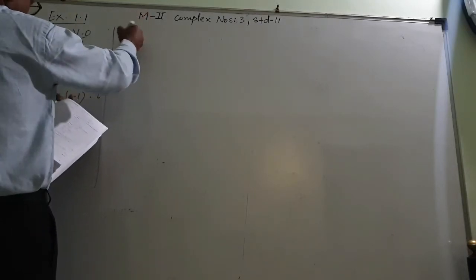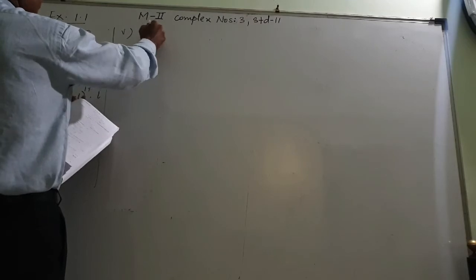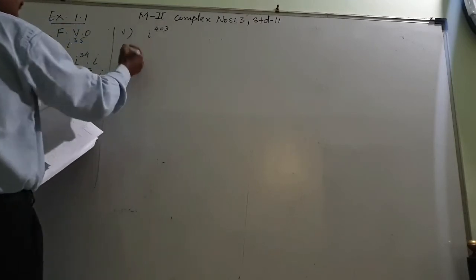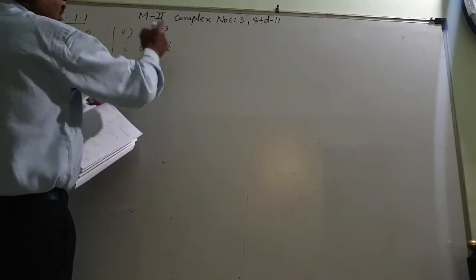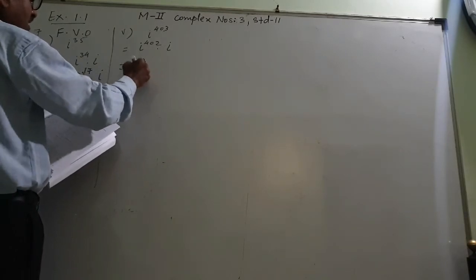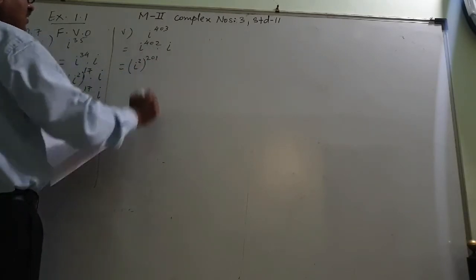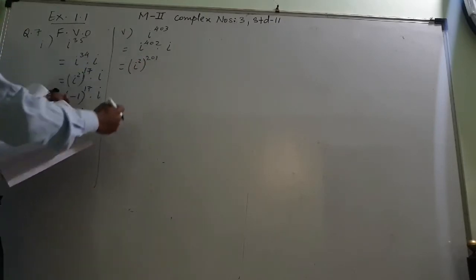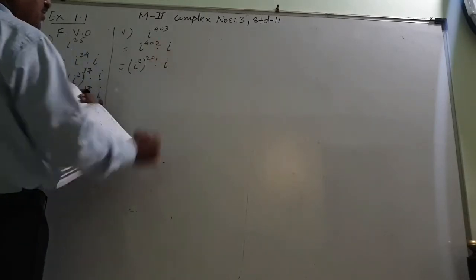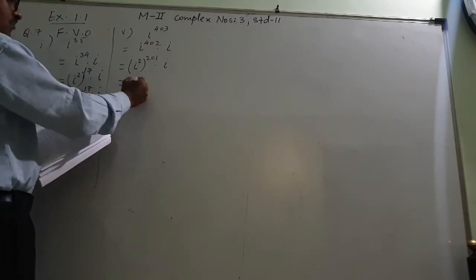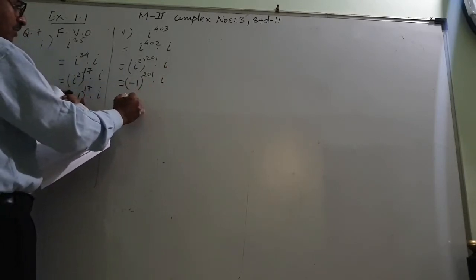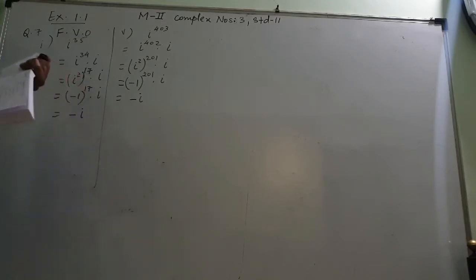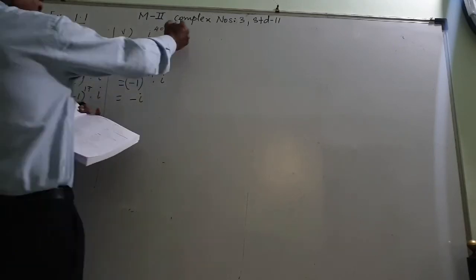So the second one I am going to take, i raised to 403. That is equal to, I will write it that i raised to 402 into i. It should be in the table of 2. That is equal to i square raised to 201. Index raised to index means multiplication of the indices, into i. So i square is equal to minus 1. Minus 1 raised to 201 into i. That is equal to minus i. So this was the sum.